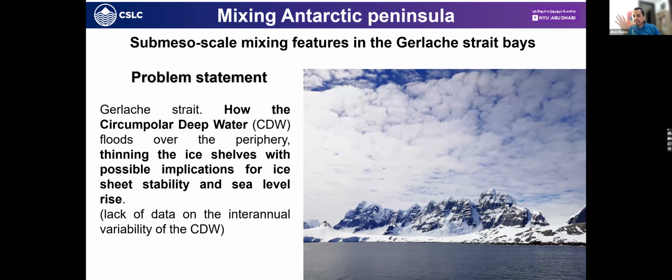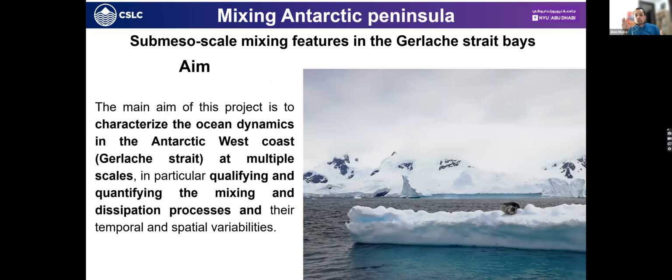But in this strait, as a problem statement, we can identify a lack of information or data that doesn't allow us to characterize the impact of the input of different water masses that can directly affect the marine-terminating glaciers that are mainly located in the three main bays that I previously mentioned. That's why our aim for this work is to characterize the ocean dynamics on the Antarctic west coast at multiple scales, particularly qualifying and quantifying the mixing and dissipation processes and their temporal and spatial variabilities.